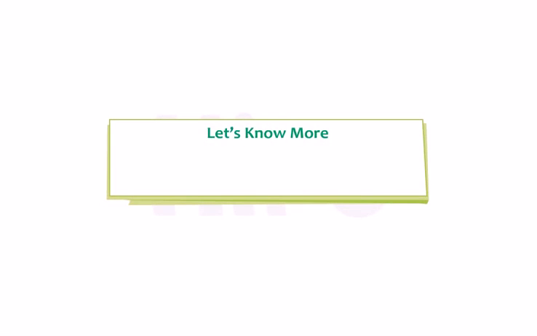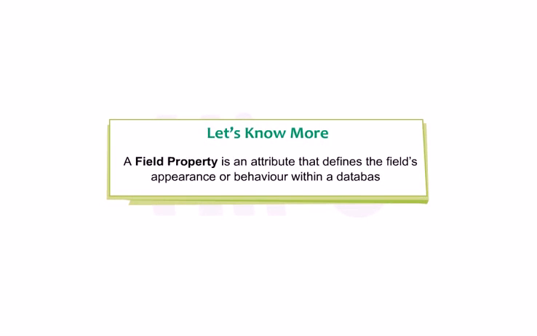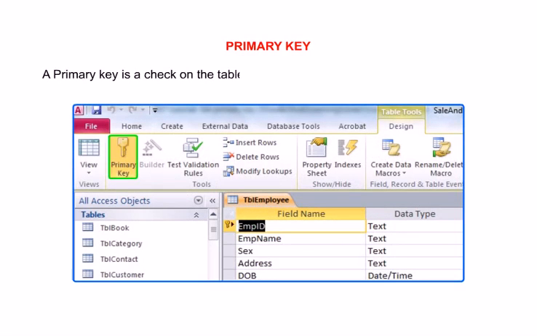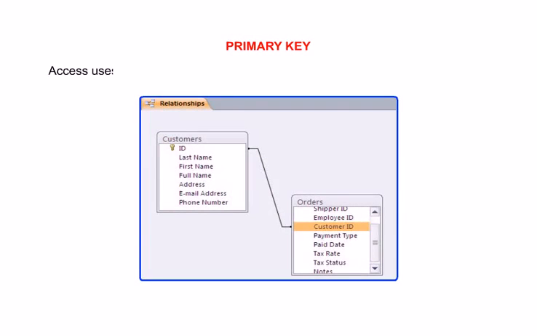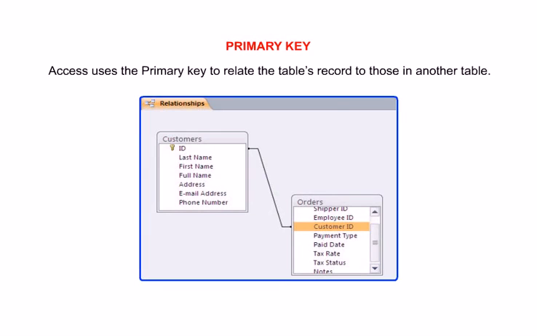Okay, students, note that the field property is an attribute that defines the field's appearance or behavior within a database. Primary key. A primary key is a field on the table that uniquely identifies each record in a table. It does not contain any duplicate data. A table can have only one primary key.